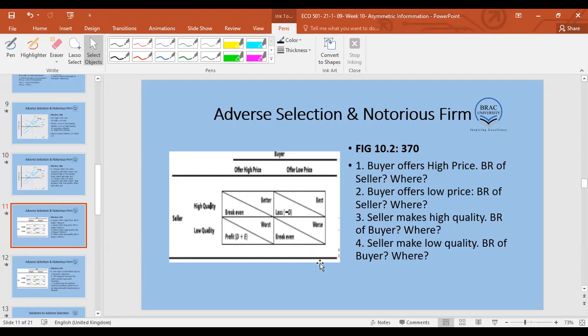The main argument is, if there is adverse selection and the firm thinks that it wants to get away because of this adverse selection, then the firm will always try to sell low quality and buyers will always offer a low price. Low price. So what will happen? Bad quality products will drive out good quality products. What we said at the beginning of the class. Okay, done?